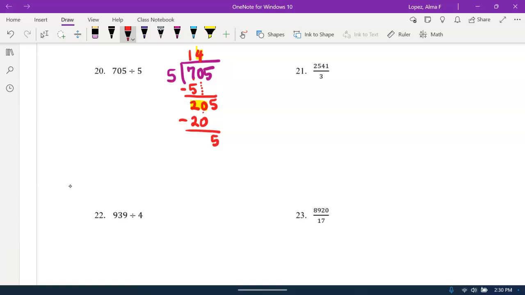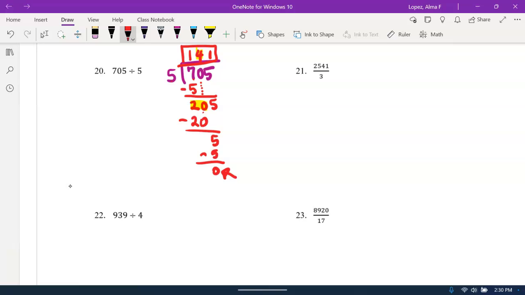Will it go one more time? 5 divided into 5 is 1. Distribute. 1 times 5 is 5. Subtract. Now that is a remainder of 0. So this actually divided evenly. And 145 is our quotient.